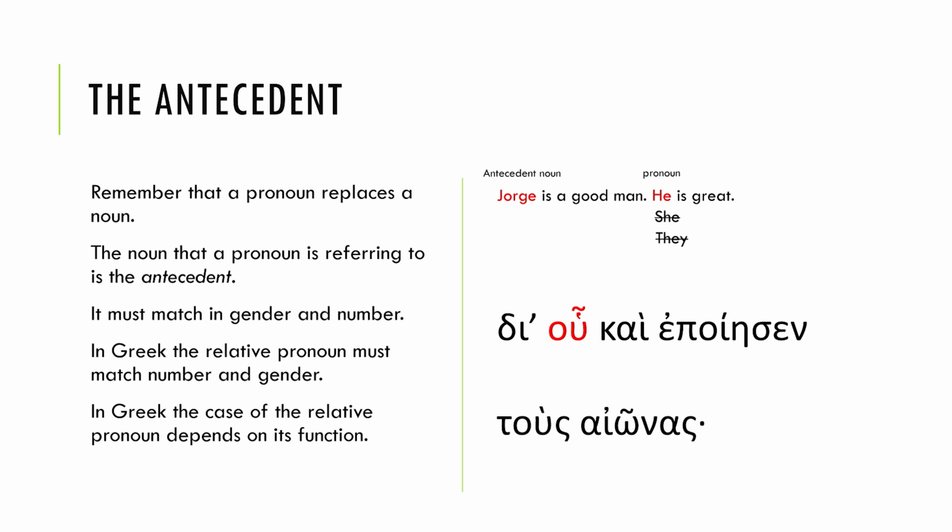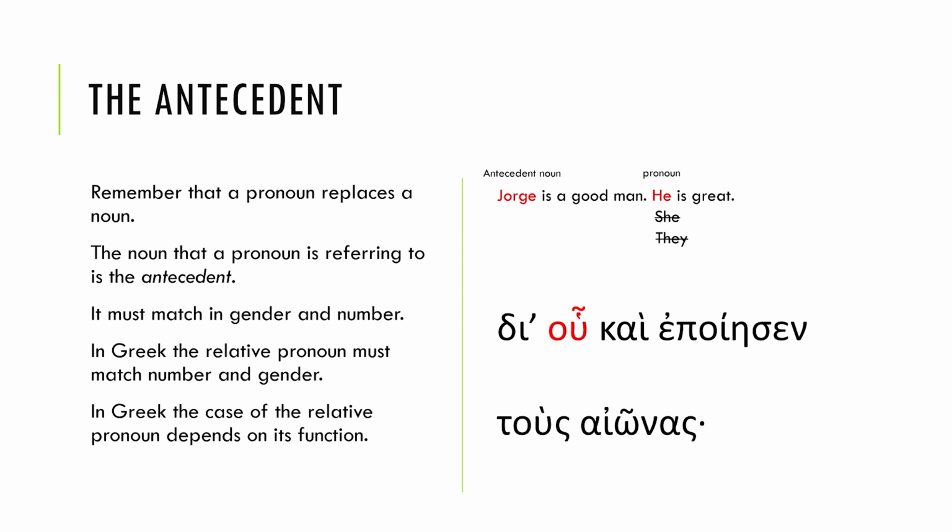So because George is masculine singular, the pronoun has to be masculine singular. But the pronoun can do something besides be the subject of the sentence. So it doesn't have to be the nominative. It could be a genitive like it is in this case. It could be a dative. It could be anything else. So even though it's matching in number and gender, the case of the relative pronoun can be anything because it can do other things.